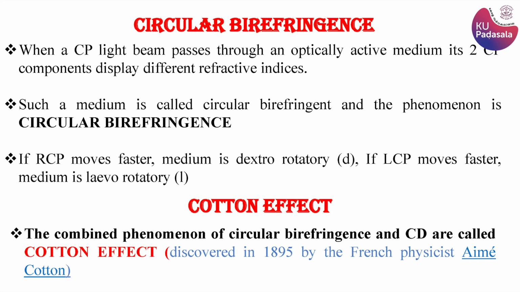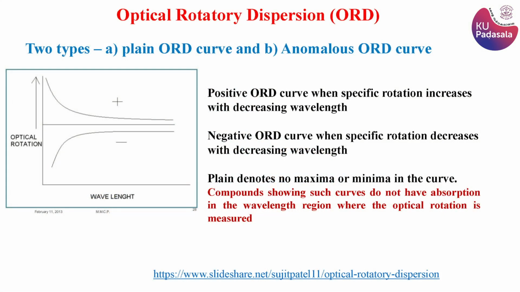Having understood that, let me tell you what the cotton effect is. The cotton effect is just the combination of circular birefringence and circular dichroism. The cotton effect was found by Aimé Cotton in 1895. He was a French physicist. The sign of the cotton effect is ultimately going to determine the configuration of our compound. Now, let us go into detail about optical rotatory dispersion.